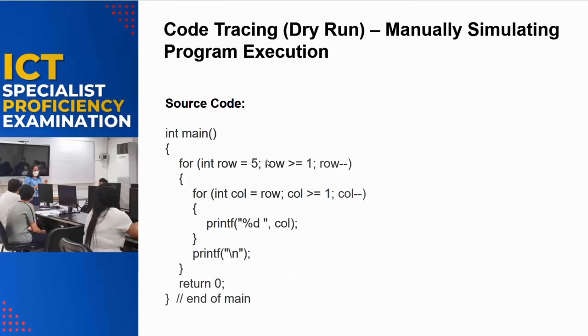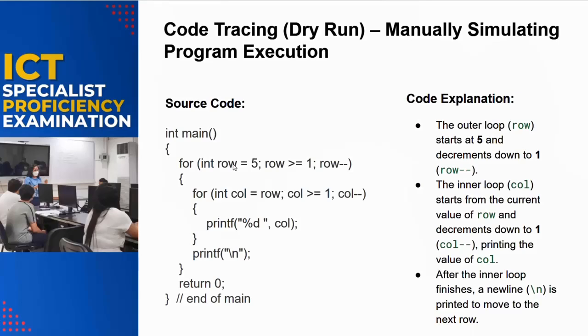So as part of the program simulation, the outer loop here, row starts at 5 and decrements down to 1. So decrementation, so pababa siya from 5, 4, 3, 2, 1. Then the row is greater than or equal to 1. This is the condition. So if it's true, then it will execute the inner loop. So the inner loop, the col starts from the current value of row. Whatever the current value of row, yun yung value ng col.